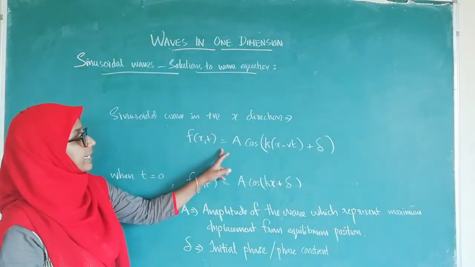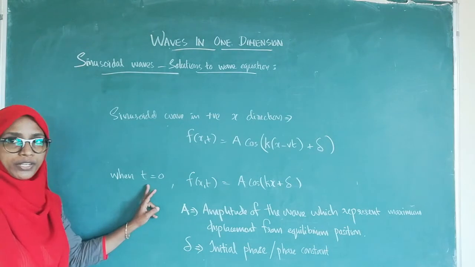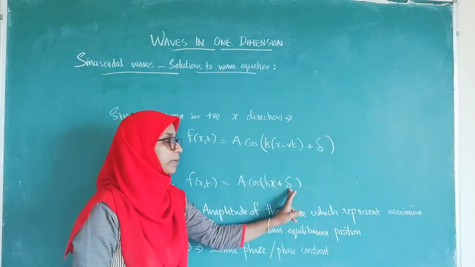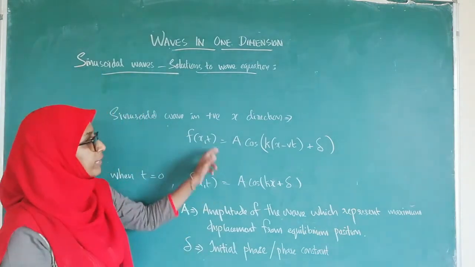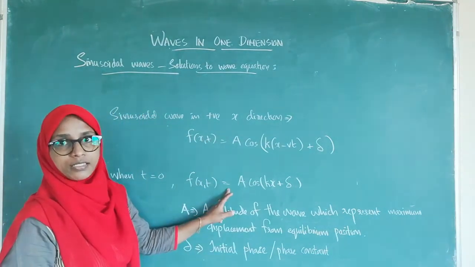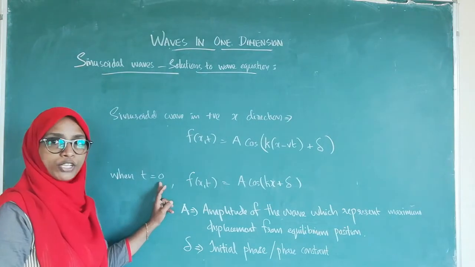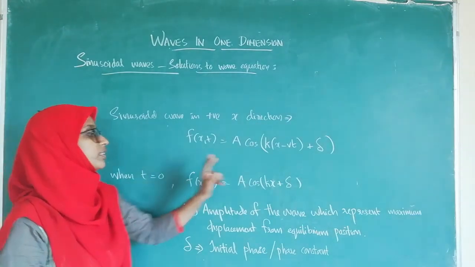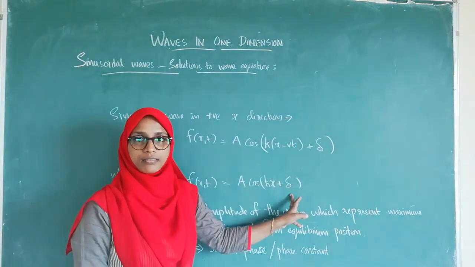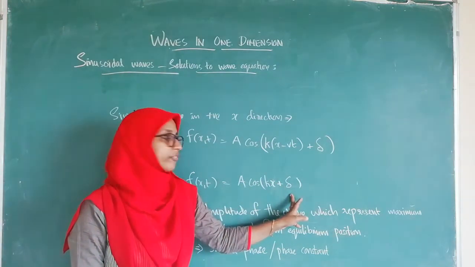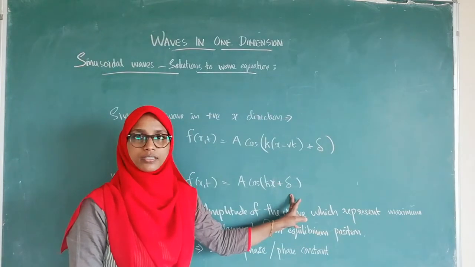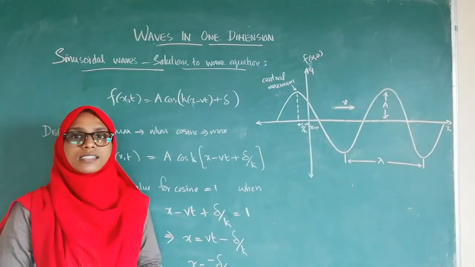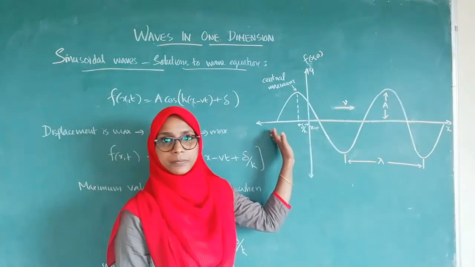When the initial time t is equal to 0, f of x,t will be equal to A cos(kx plus delta). When we look at these two equations, t equal to 0 means the initial time, and at the initial time there is also a phase constant delta. That means the maximum will not occur at the origin at the initial time. Now we can discuss this using this figure.